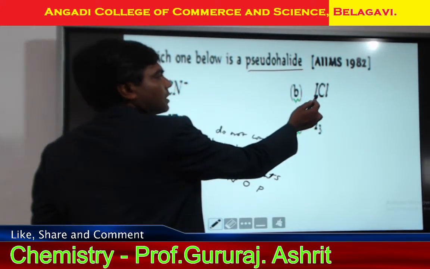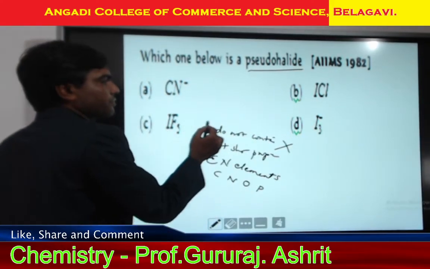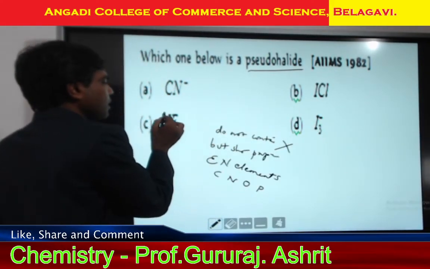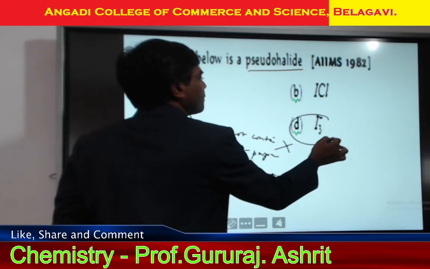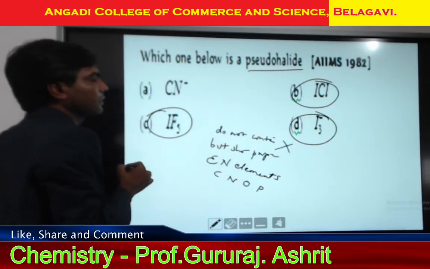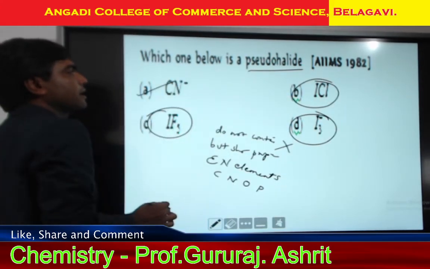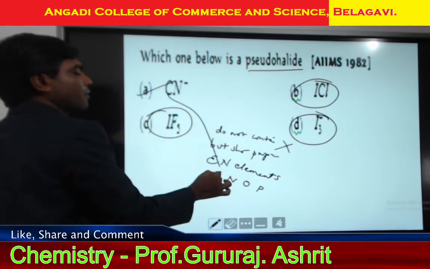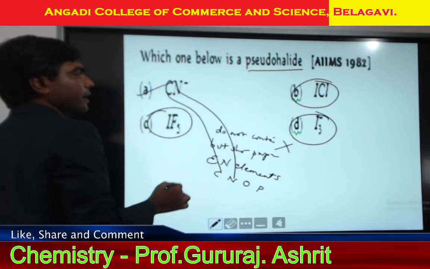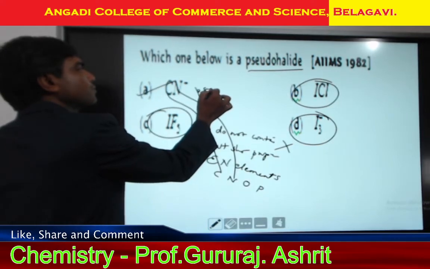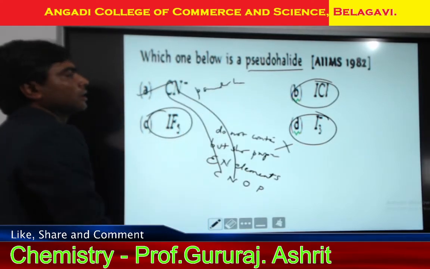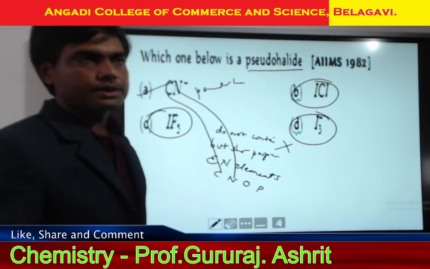CN-, ICl, IF3, IF-. If you see these three options, they contain the halogen. This one does not contain the halogen. C is an electronegative element, N is an electronegative element. This is called a pseudo halide ion. Therefore, the answer for this question is CN-.